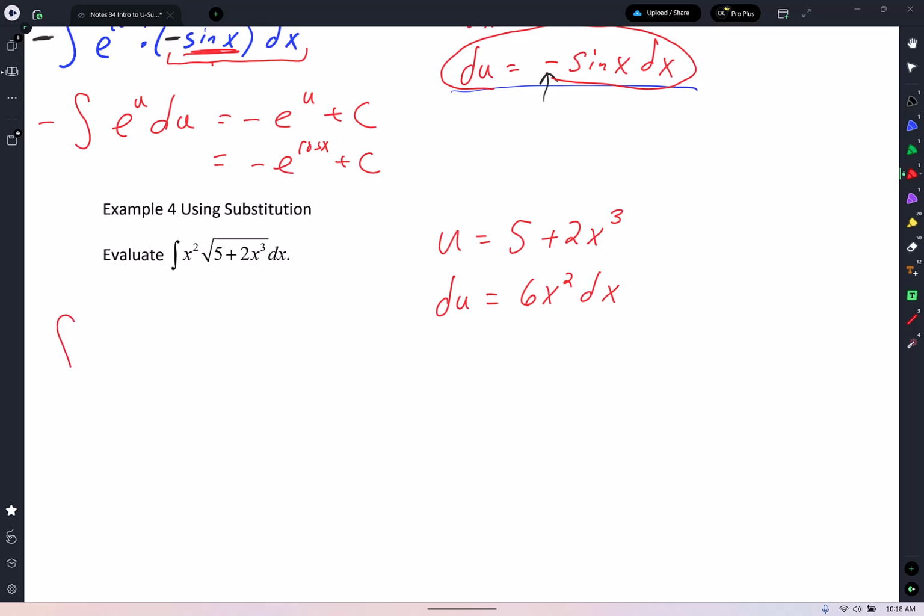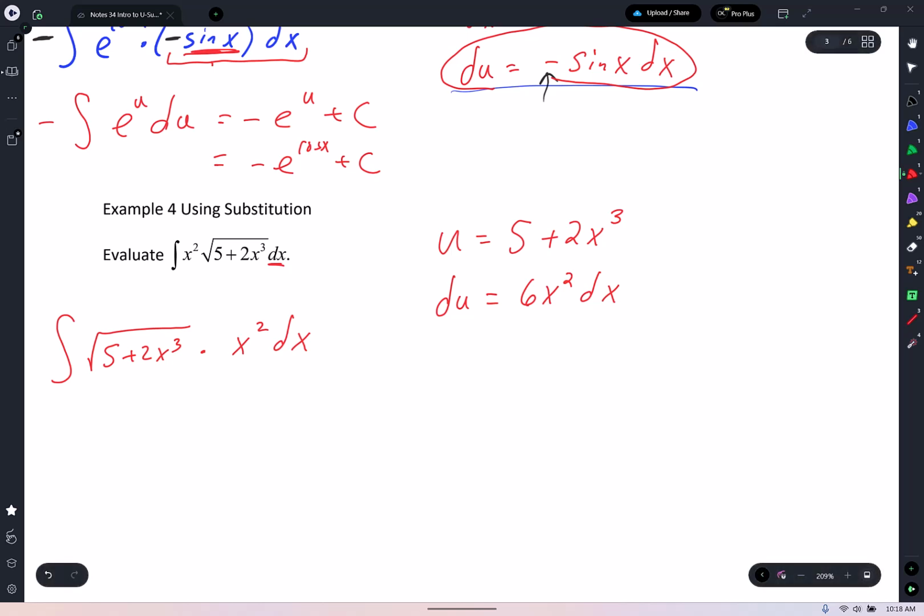Let's rewrite it. Integral, and I'm going to write square root. This is a product. Always put the dx at the end. 5 plus 2x cubed times x squared dx. And if you have colored pencils, it is a good one to do with colored pencils. And of course, it's all this right here, right? All I did was expand it. Here you go. I'm going to take my colored pencil. I know that u is 5 plus 2x cubed, and I know that du is 6x squared dx.